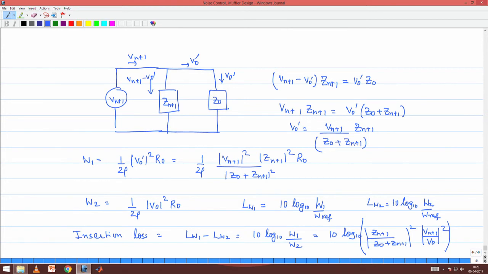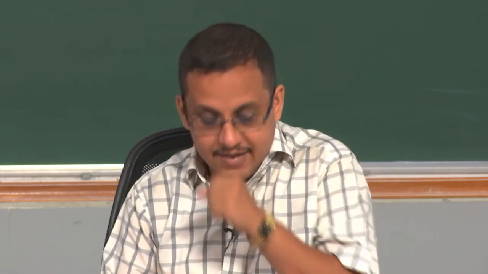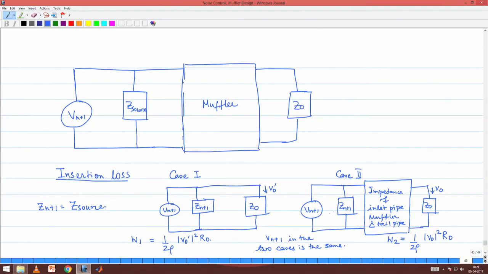Now, obviously, Zn+1 and Z0 are something for which you do not have any control. Z0 is the radiation impedance, it is God given, you have to just accept it. Similarly, source impedance depends upon the mechanical or the fluid dynamic properties of the source, you cannot change it. So, the only way in which you can change the insertion loss to your benefit is to look at this ratio of Vn+1 to V0. Let us understand what this ratio Vn+1 by V0 is.